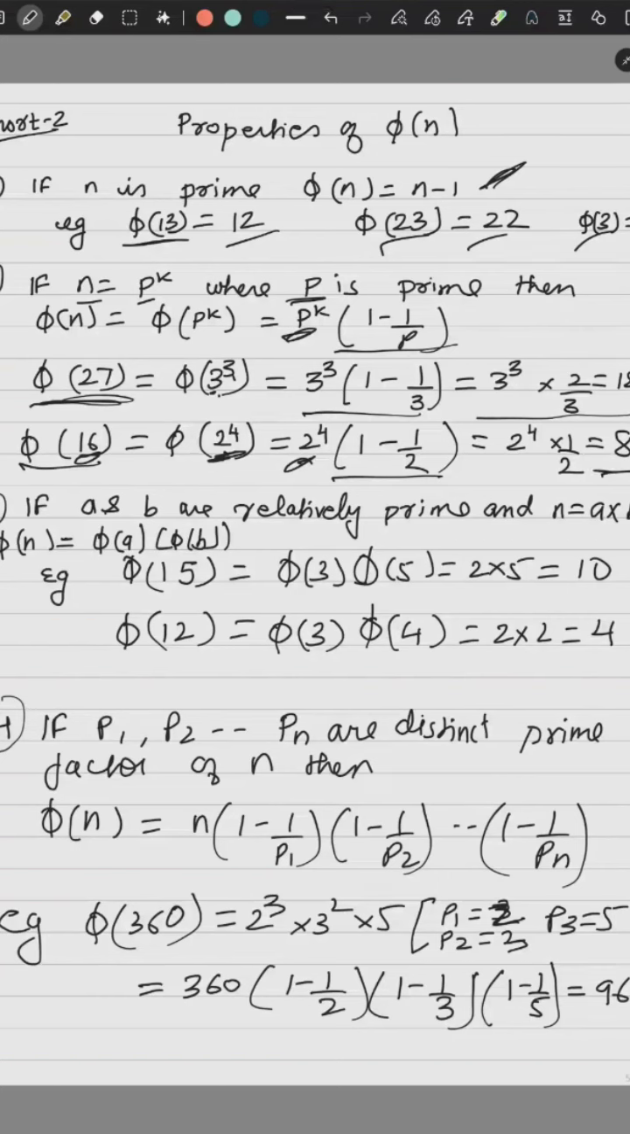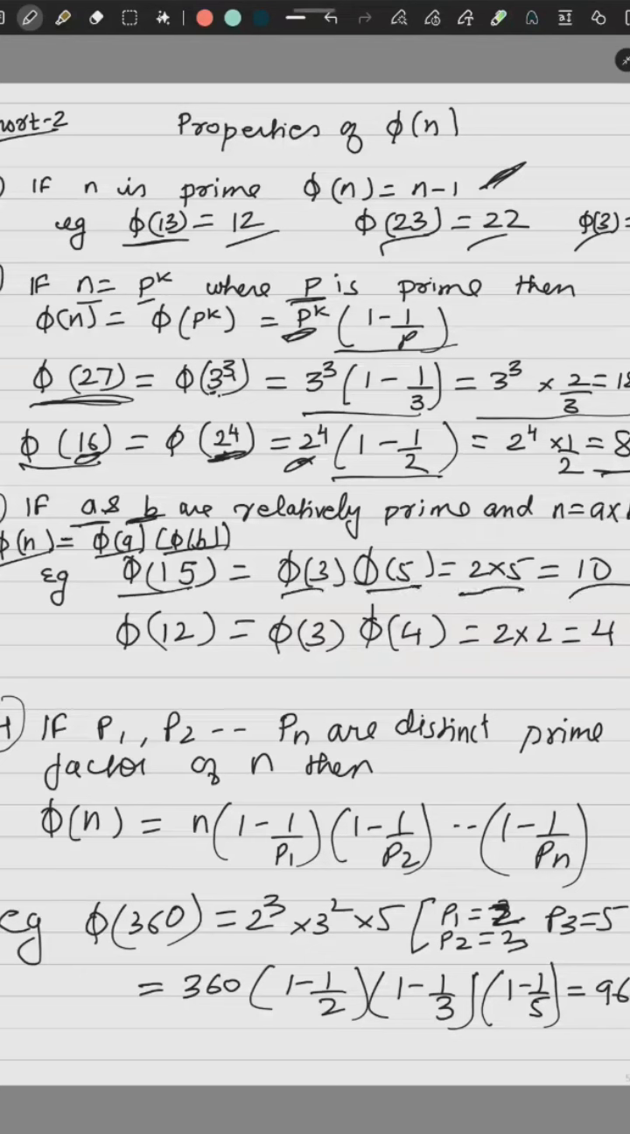Now the third property is that if n can be expressed as the product of a and b, where a and b are relatively prime, then phi of n is phi of a into phi of b. For example, phi 15 is phi 3 into phi 5, which is 2 into 4, that is 8.